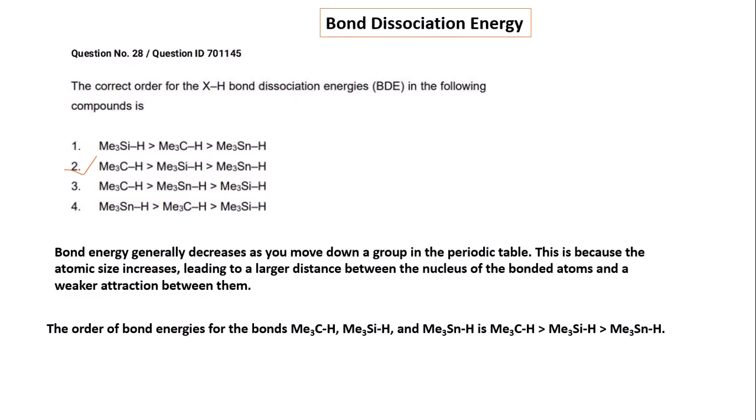Next is bond dissociation energy. In the case of bond dissociation energy, here are different types of bond dissociation energy. We know that if we move from top to bottom, the bond energy decreases. So the bond energy decreases means the carbon hydrogen has greater bond energy compared to silicon hydrogen, compared to tin hydrogen. So the carbon hydrogen bond energy is the higher bond energy, and the tin hydrogen bond energy is the lower bond energy.